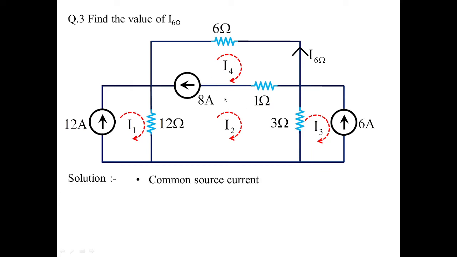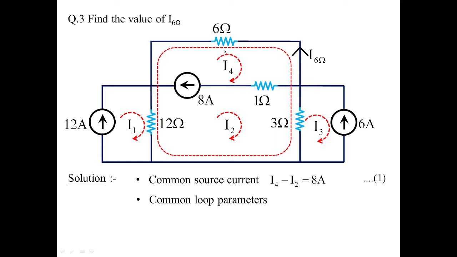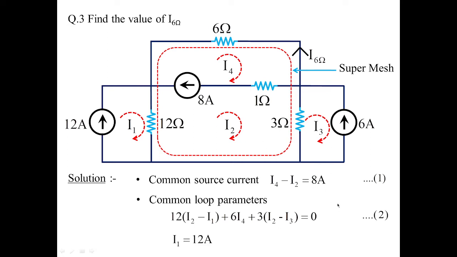So the equation which can be framed with the help of common source current is I4 minus I2 equal to 8 amperes, and collecting the rest of the parameters which are connected to this entire loop, which is forming a super loop, that is super mesh analysis. The parameters are 12 ohms, which is having the drop with the I2 minus I1, plus 6 I4. This is another loop drop we are going to take over 6 ohms, plus 3 I2 minus I3 equal to 0. So we have to identify also the directions of the loop currents.